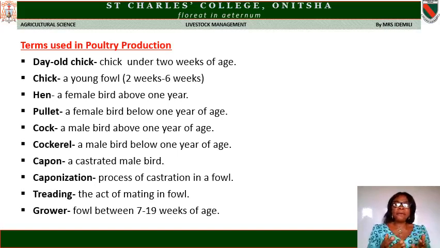Hen, a female bird above 1 year. Pullet, a female bird below 1 year of age. Cockerel, a male bird below 1 year of age. Capon, a castrated male bird. Caponization. This is a process of castration in the poultry. Treeding, the act of mating in fowl. Grower, fowl between 7 and 19 weeks of age.